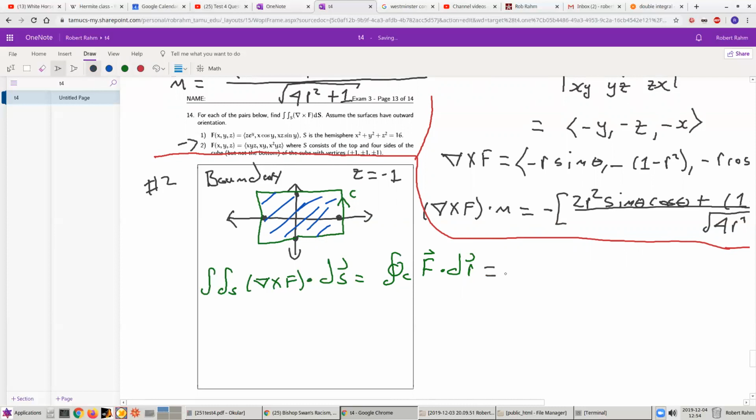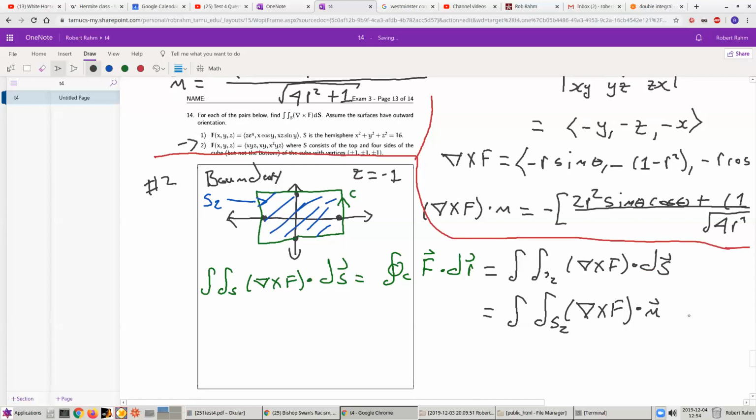So this is equal to, I'm going to call this surface S2, since I'm already using S, the surface integral over S2 of the curl of F. And how is this computed? Well, this is the surface integral over S2 of the curl of F dotted with the normal vector, dS.